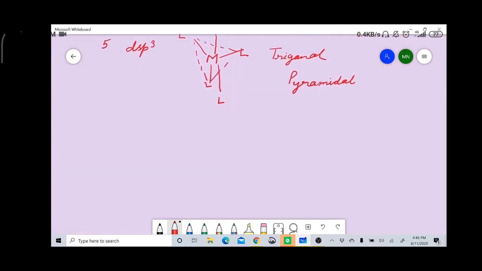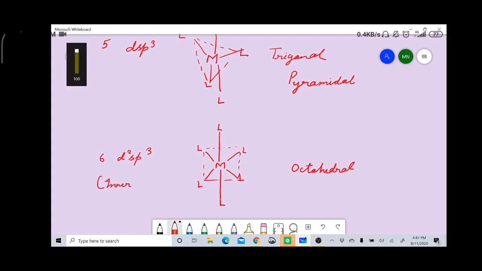In a complex with coordination number 6, 6 hybrid orbitals are needed, and when the two inner d orbitals, one s and 3 p orbitals are used, these 6 orbitals arrange themselves around the central metal ion in octahedral geometry. Such a complex is known as an inner complex because in this hybridization, inner d orbitals are used.